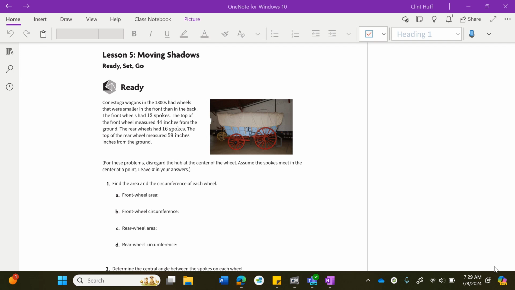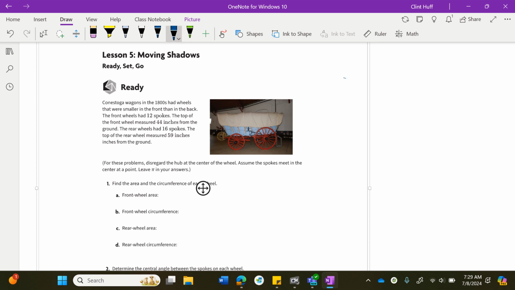Okay, so lesson 5 in Unit 6, Moving Shadows. All right, so in the first few problems here, we're going to deal with this wagon. And the front wheel of the wagon is a circle. It has a diameter of 44, so that means it's got a radius of 22. And it says it has 12 spokes emanating out of the center there.